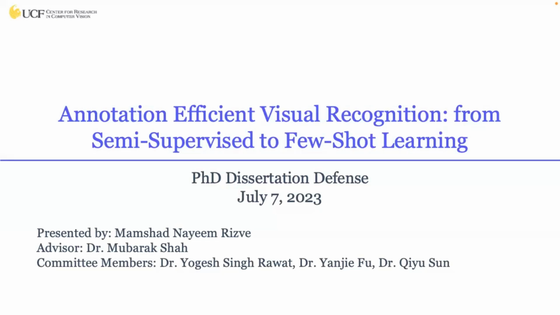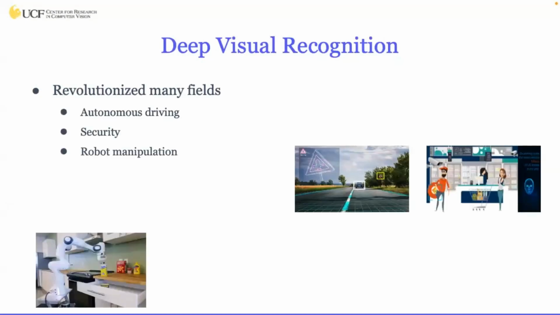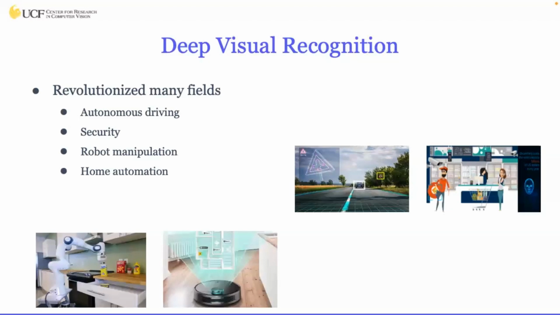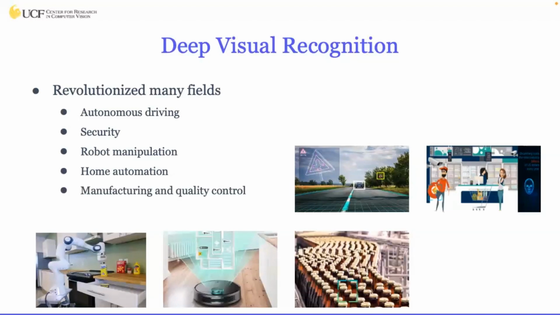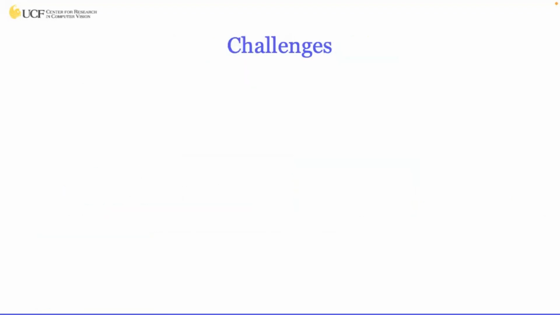I am going to present my PhD dissertation titled Annotation Efficient Visual Recognition from Semi-Supervised to Few-Shot Learning. Deep learning-based visual recognition has revolutionized many fields like autonomous driving, security, robot manipulation, home automation, manufacturing and quality control, medical imaging, to name a few. However, this progress has its own share of challenges.